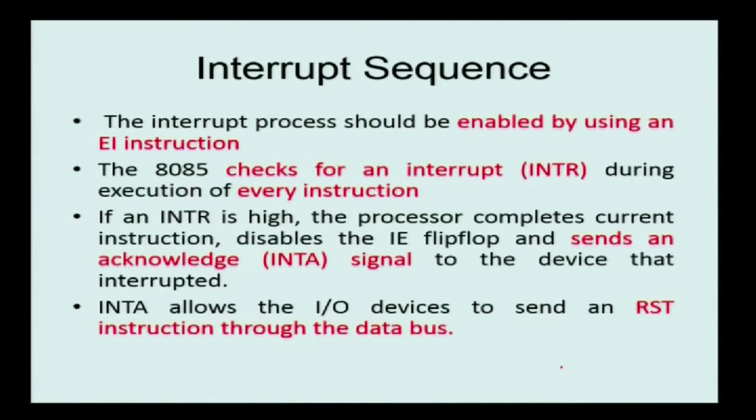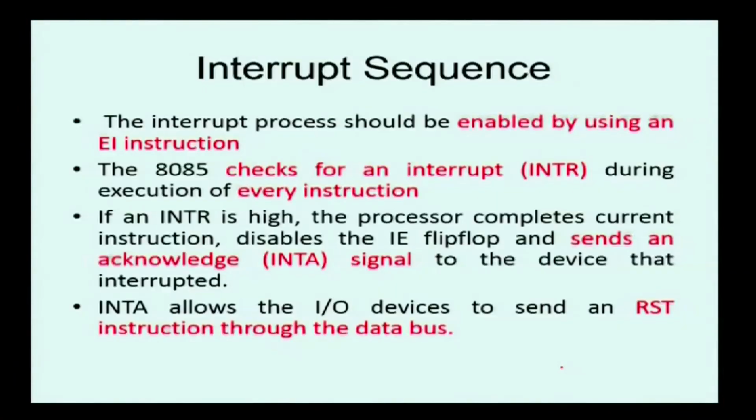The interrupt process should be enabled by using an EI instruction. EI is the interrupt enable instruction, which enables the interrupt enable flip-flop. After enabling that, the 8085 checks the INTR signal during the execution of every instruction. If it is low, it will continue its current work. If it is high, it has to respond to the request. It will check the interrupt request on every machine cycle or every instruction.